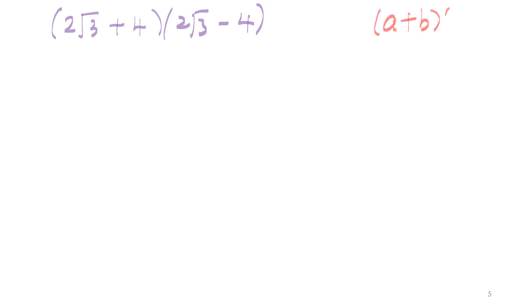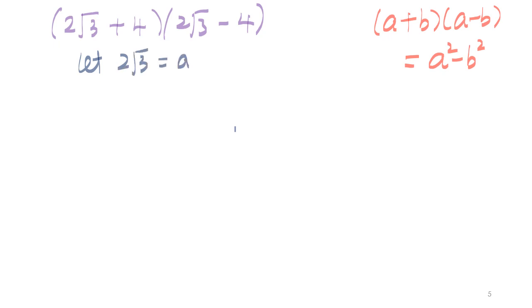Alright, what happens if we want to multiply 2 square root 3 plus 4 with 2 square root 3 minus 4? What will I get? Right, so let's link this to the algebraic identity that we've learned earlier on. If you recall, if you have a bracket a plus b times the bracket a minus b, recall that we'll get a squared minus b squared. Right, so in this case here, we can let your 2 square root 3 to be a, the letter a, 4 to be the letter b.